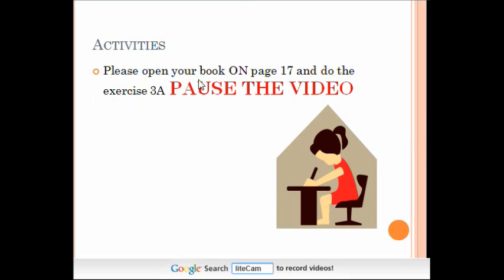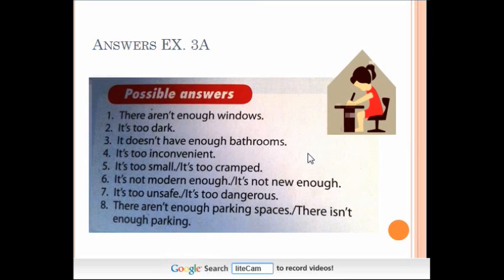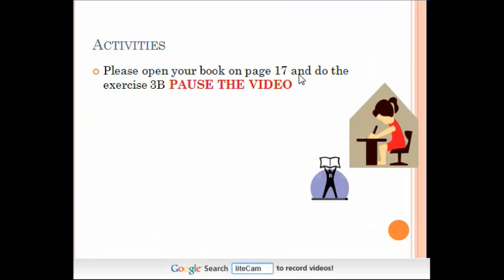Okay, so please open your book on page 17 and do exercise 3A. Pause the video before you continue, okay? Very good. So here we have the answers for exercise 3A. Please check your answers. Very good. So we continue. Remember, if you want to check your answers, just pause the video.